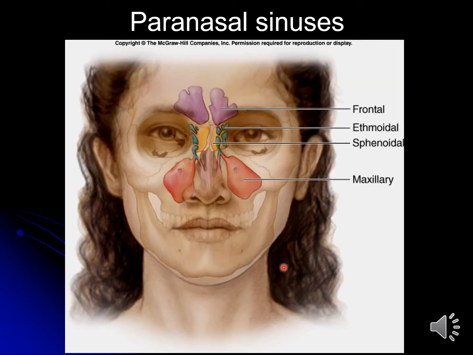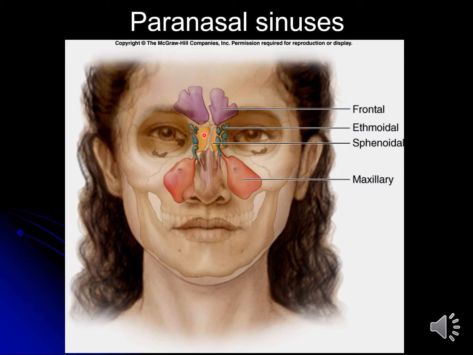This diagram is showing the location of these paranasal sinuses. Frontal is present just above the superciliary arch or eyebrows. There are two, right and left, and in between there is a very thin plate of bone which is separating both of them. So we have frontal sinus. In the maxilla, the largest air sinus is maxillary sinus.